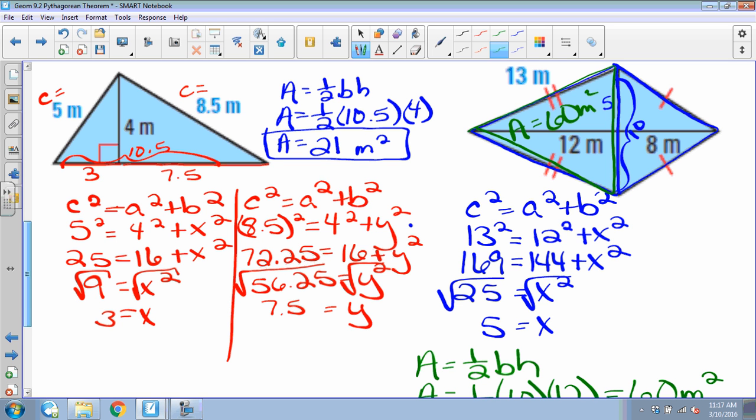Now we do the same thing with the triangle on the right, and then we add them together. Then we'll know how much paint we need to buy to cover that entire kite-looking figure. We wanted to paint a kite. That's what we would do. Yes.